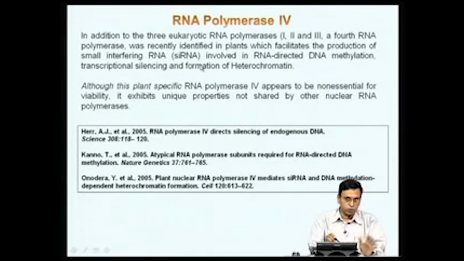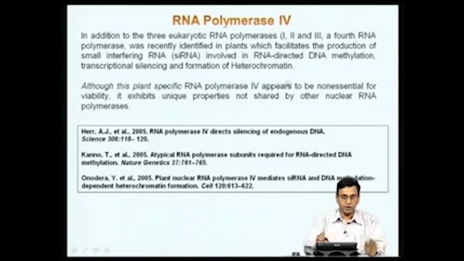Now, at this point I do not want to digress into explaining what siRNA is and so forth. We will discuss this much later in this course. Just remember, this RNA polymerase 4, newly discovered in plants, is involved in the production of siRNA, and this siRNA is involved in RNA directed DNA methylation, transcription silencing and formation of heterochromatin. At this point I do not want to explain all these terminologies. We will discuss all these things when we come to the role of chromatin in regulation of gene expression, and we talk about histones and so on and so forth.